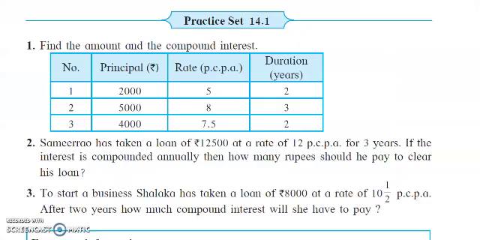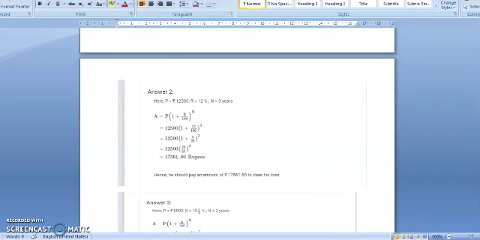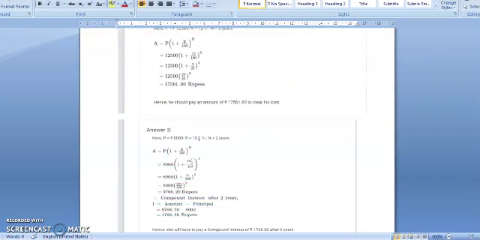Now let us see the third question. To start a business, Shalaka has taken a loan of rupees 8,000 at a rate of interest of 10.5 percent per annum. After 2 years, how much compound interest will she have to pay? So here number of years is given as 2. Let us see the answer for the third question. Here principal amount is given as rupees 8,000 and rate of interest is 10.5%. Number of years is 2 years.